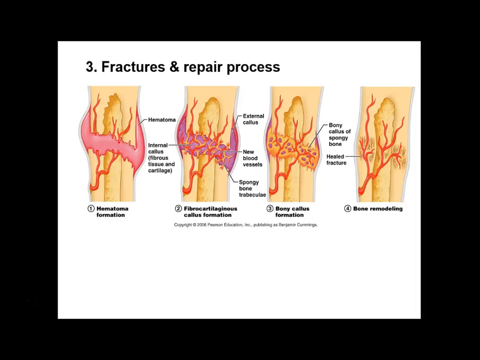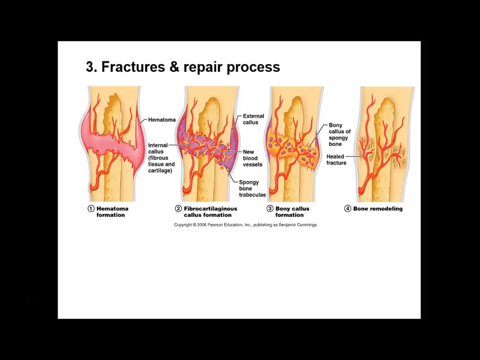Really, all I want you to know is that when you do fracture a bone, what are the 4 steps in repair? The first step is that you make a hematoma. You clot off the blood supply because it's very vascular. It will be bleeding. So first you make a hematoma or a clot. Then you're going to lay down the cartilage pattern. So you're going to form a fibrocartilaginous callus.